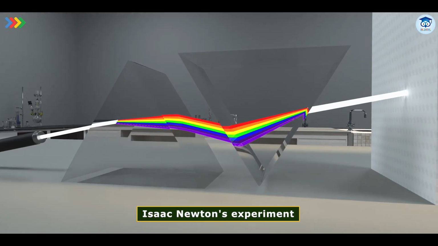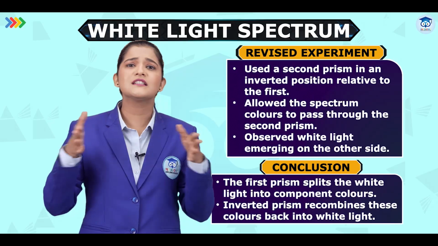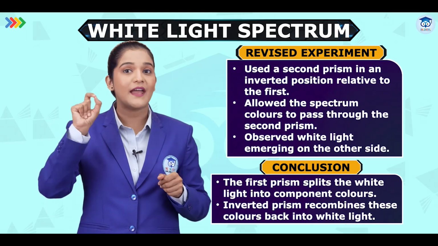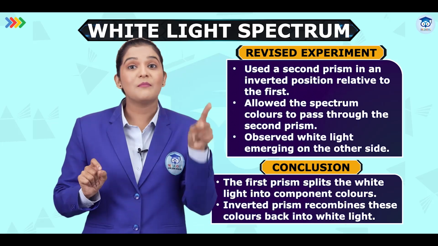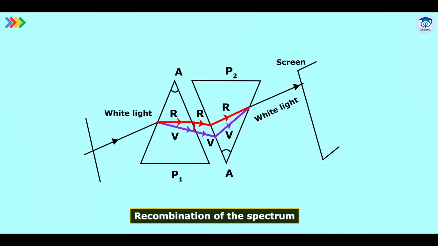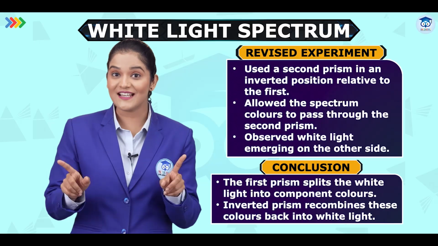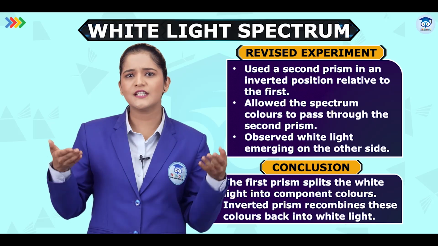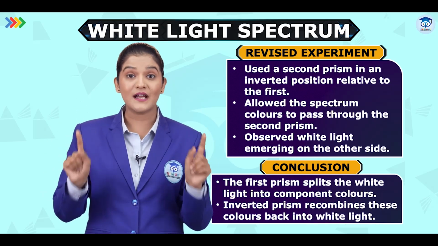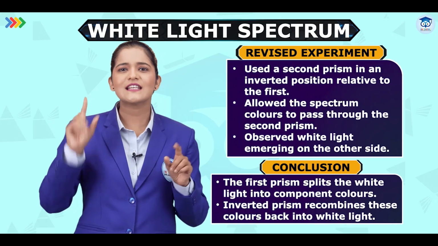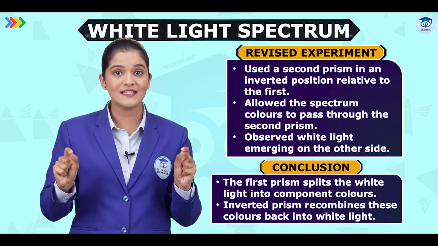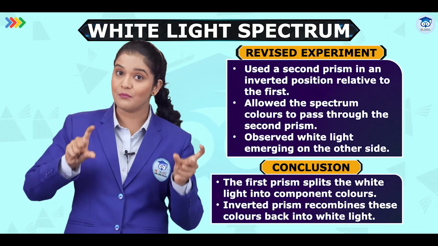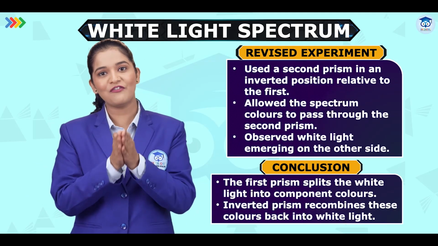The experiment showed that the white light is made up of multiple colors, which can be separated by a prism and then recombined using an inverted prism. In simple terms, the first prism disperses the light into a spectrum and the second prism recombines the spectrum back into white light. Thus, Newton's experiment not only demonstrated the dispersion of light but also proved that white light is composed of 7 visible colors that can be both split and merged through the appropriate arrangement of prisms.